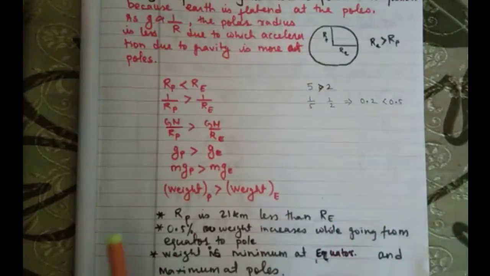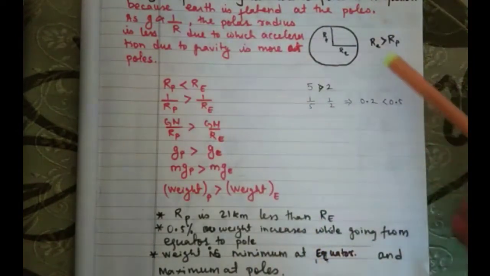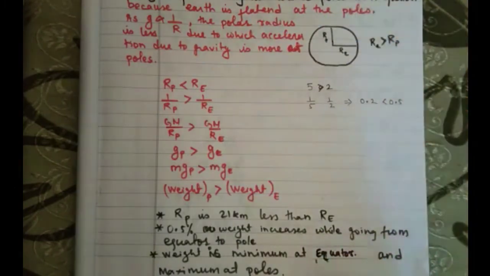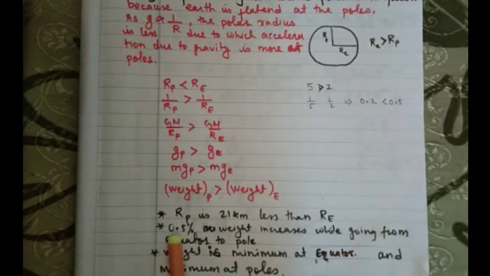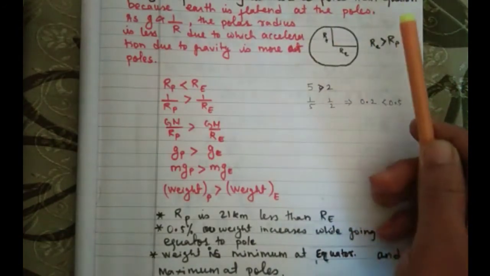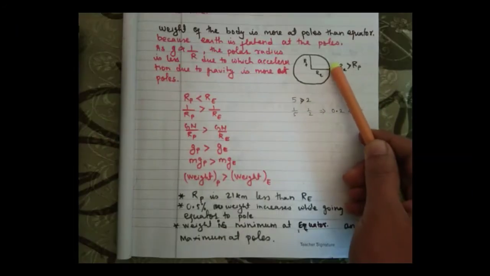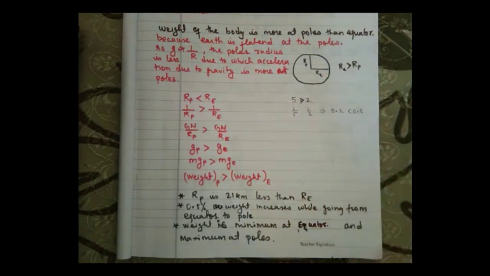Now these are some facts about the earth. The radius at the pole is 20 km less than the radius at the equator, and when you go from the equator to the pole, the weight increases by 0.5%. Weight is maximum at the pole and minimum at the equator, and in between it changes accordingly.